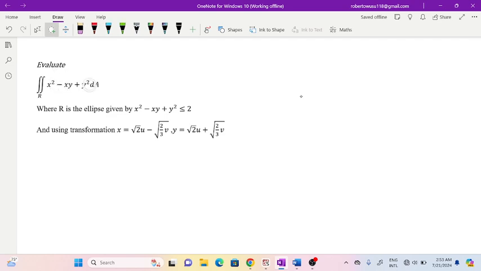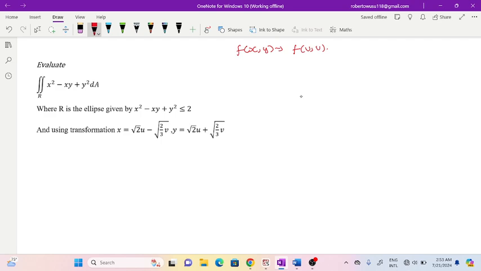It says evaluate this integral where R is a region and is an ellipse given by this inequality, using the transformation x is equal to this and y is equal to that. So in Jacobian transformation, we want to convert our function f of x, y to a function of u, v. Okay.